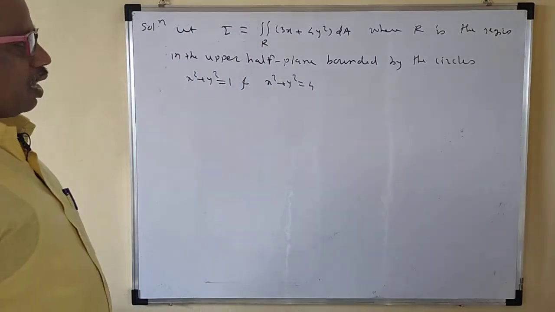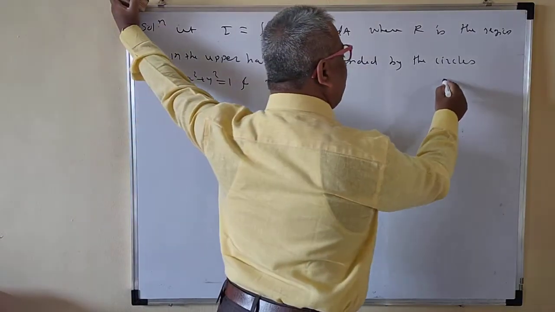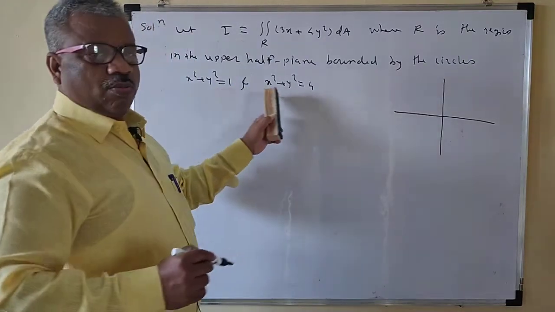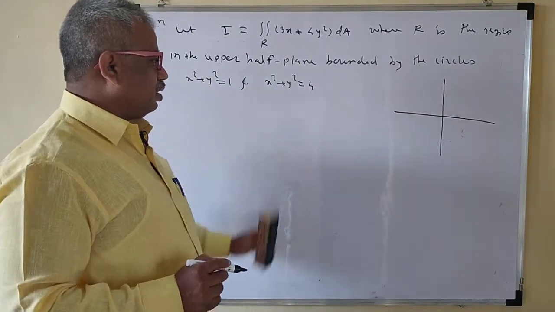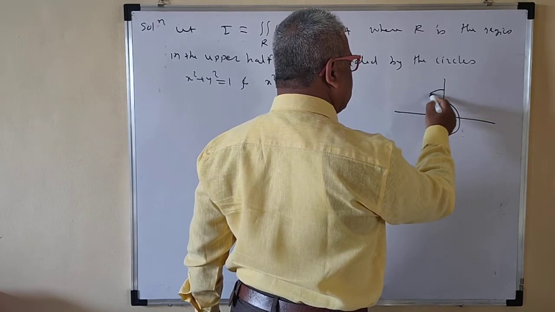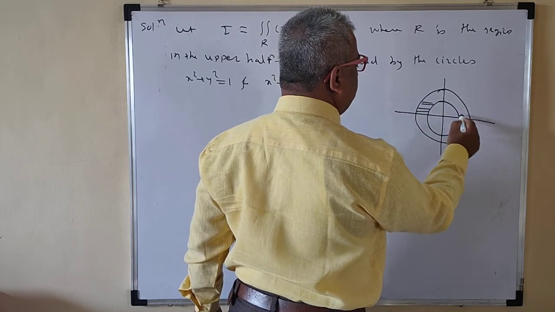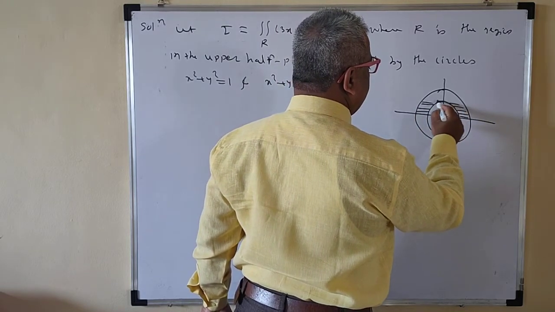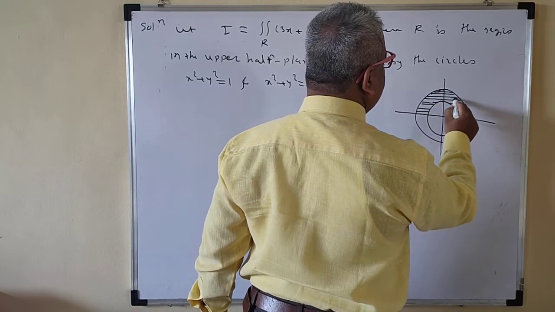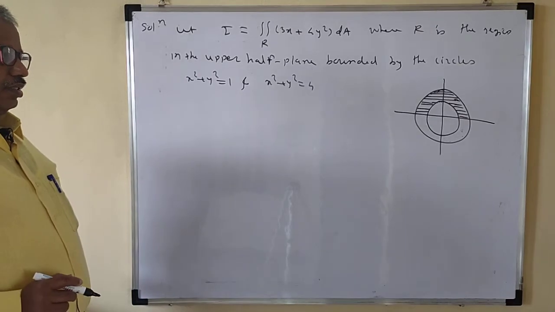Double integral over R, where R is the upper half of the plane. Now see here, these are two circles with radius 1 and 2, and the center of both circles is the origin. This is your first circle and this is your second circle. Our region is the upper half of the plane. This is our region of integration.